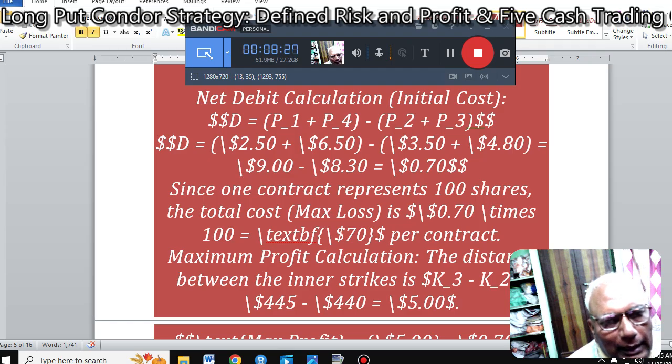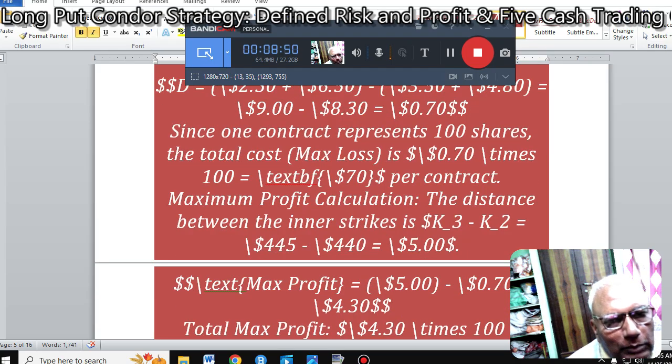Since one contract represents 100 shares, the total cost, the maximum loss, is $0.70 times 100, equals $70 per contract.